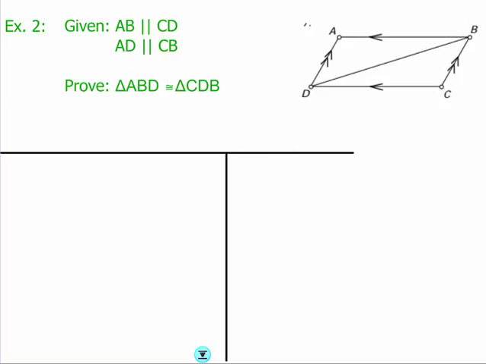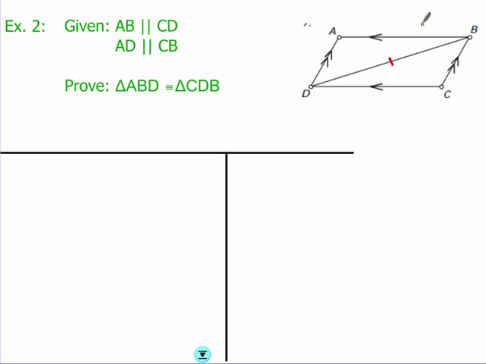Where can we go on this one? On this one, I haven't been given really any information about congruent sides or congruent angles directly. So what do I know here? Well, I know BD is congruent to itself, right? That's the reflexive property. BD is congruent to itself.